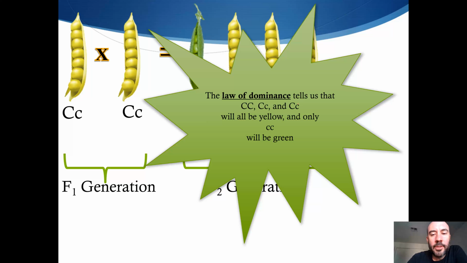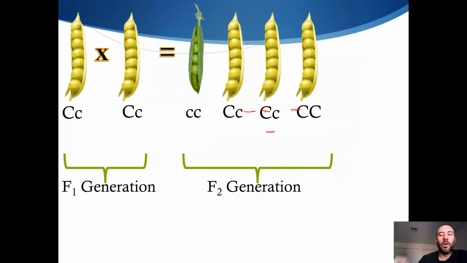Now, the law of dominance tells us that of those combinations, these three will all be yellow. And I know, yes, these two are the same, but there were two chances that could happen. So these are all going to be yellow because they all have at least one big C, and big C is dominant. So big C will always mask a recessive little c. And it tells us that only little c will be green. So that's what Mendel found, right?